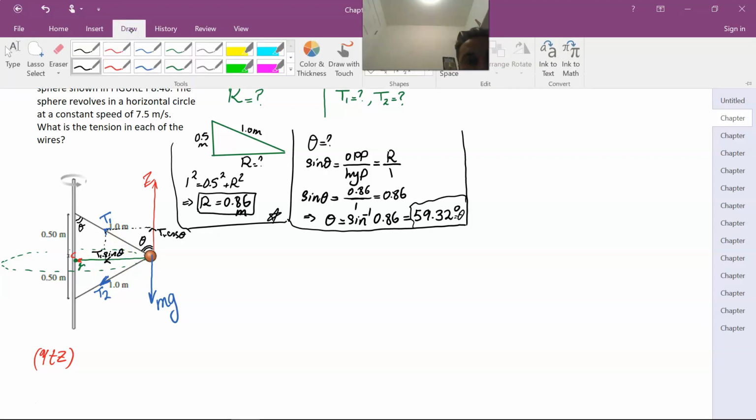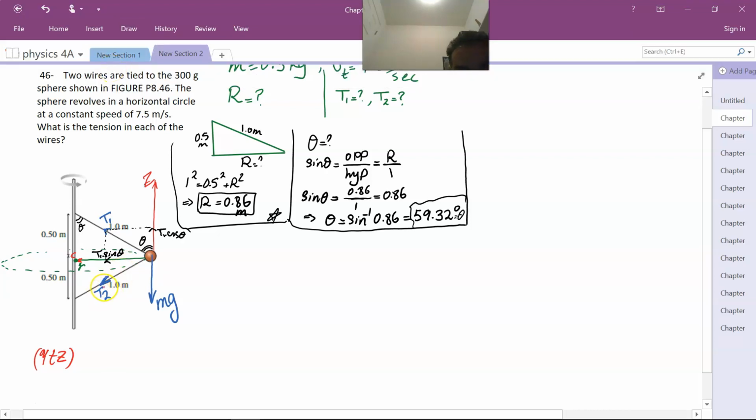Same thing I am going to have for tension 2. So this is also theta. This will be also theta. Therefore, here I am going to have T2 cosine theta, and this will be T2 sine theta.